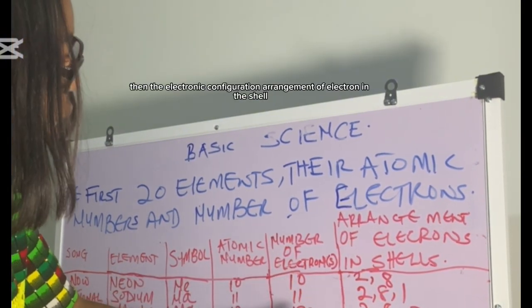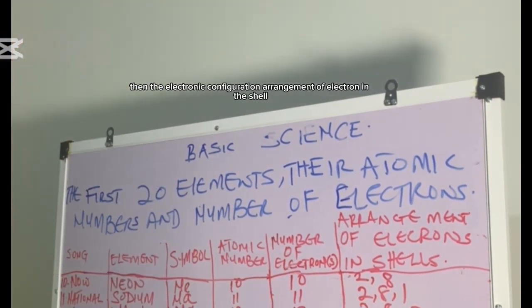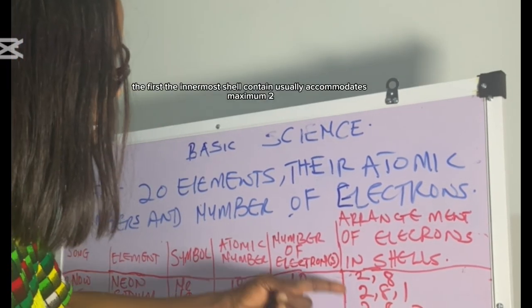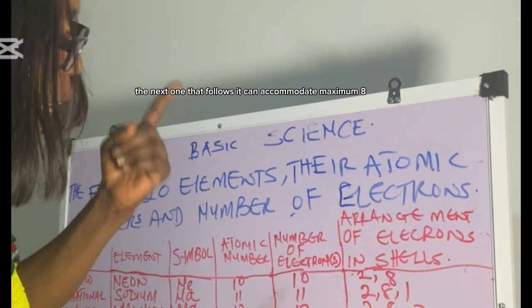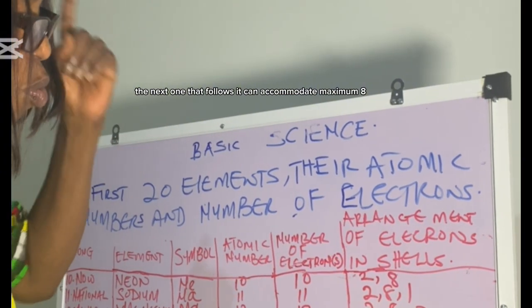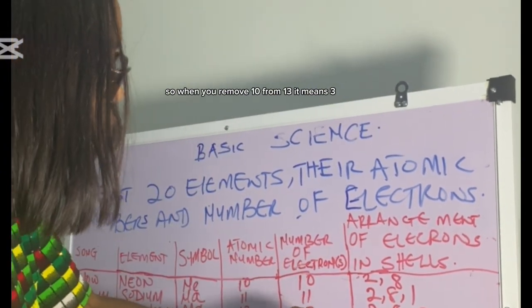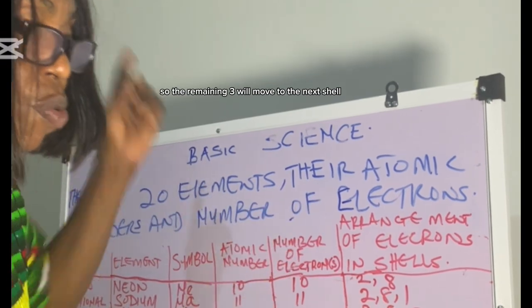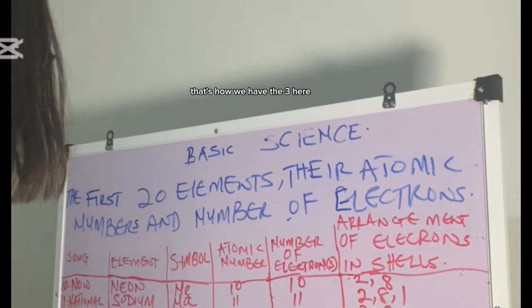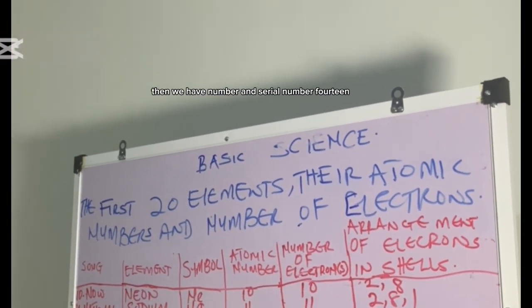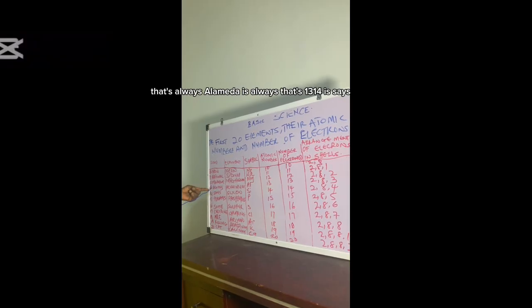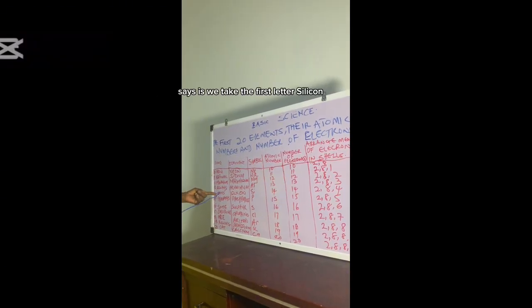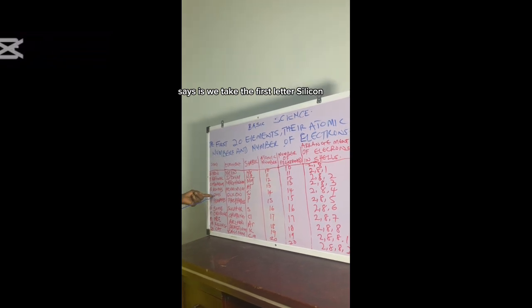Then the electronic configuration, arrangement of electrons in the shell. The innermost shell usually accommodates a maximum of 2. The next one that follows it can accommodate a maximum of 8. So when you remove 10 from 13, it remains 3. So the remaining 3 will move to the next shell. That's how we have the 3 here. Then we have serial number 14. That's always, aluminium is 13. 14 is Si. We take the first letter, silicon.